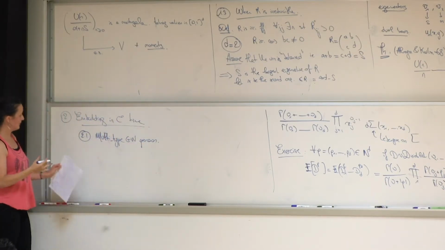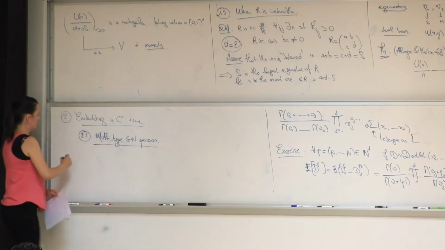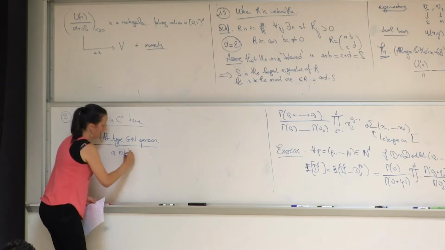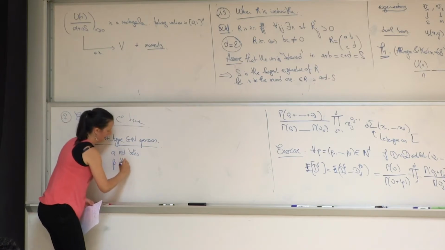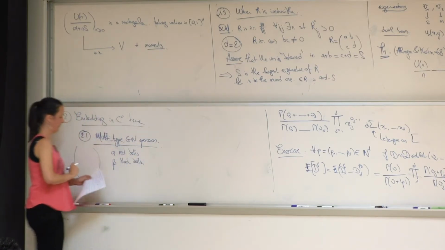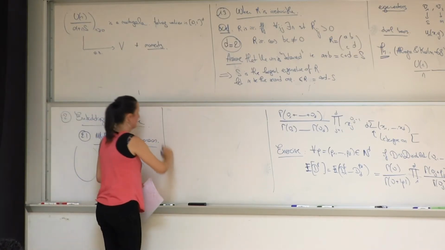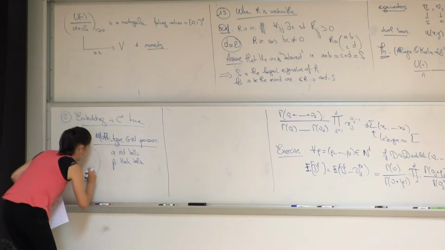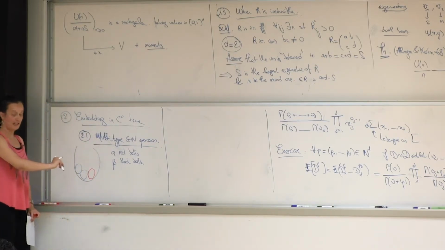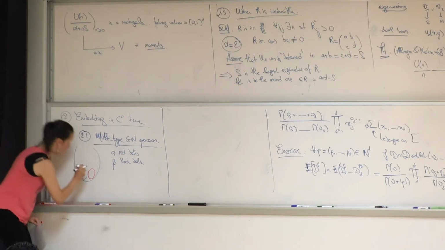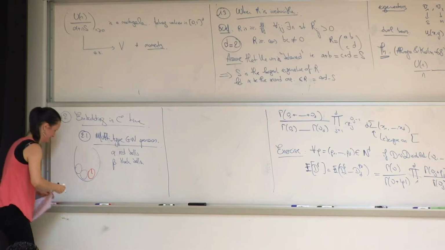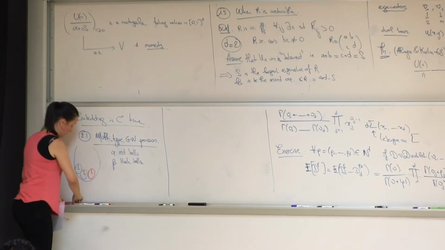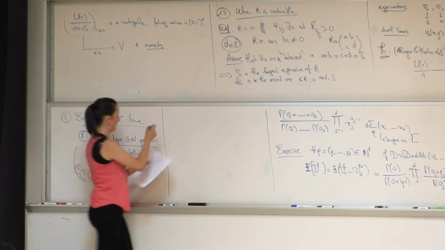Okay, so the idea of this process is that I'm going to start with, in my urn, alpha red balls and beta black balls. Okay, and then time is continuous now, so I'm going to equip each of these balls with a little clock. And this clock follows an exponential 1 distribution, and they're all independent of each other.